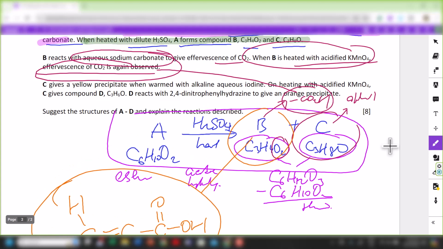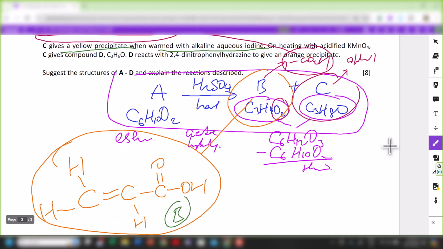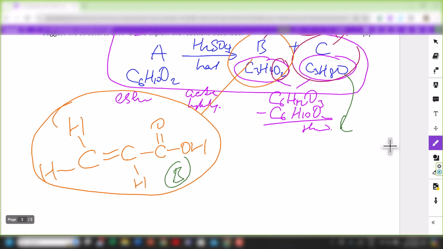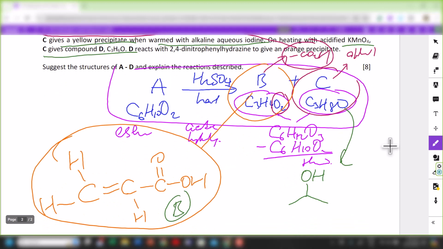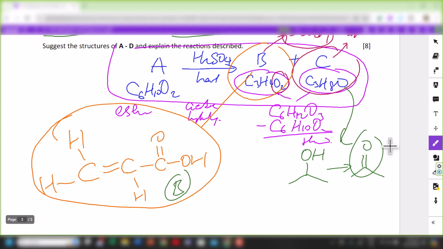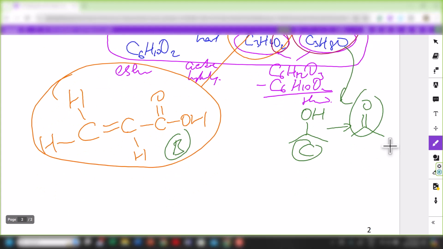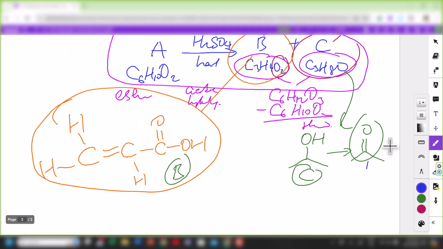Then C gives a yellow ppt when warmed with aqueous alkaline iodine, so therefore C must contain a methyl alcohol group. It is likely to look something like this. It's a methyl alcohol, and when treated with KMnO4, it gives D. Again, D contains only 1 oxygen, so this further confirms that it's a secondary alcohol, because a secondary alcohol upon oxidation gives you a ketone. When treated with 2,4-DNPH, it gives an orange ppt. Indeed it's a ketone, and then it suggests the structures of A to D. So if I conclude that my C is like this, my B is like this, and my D is propanone.